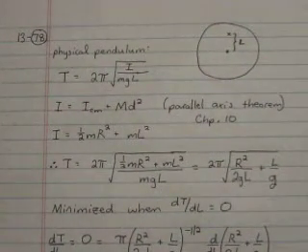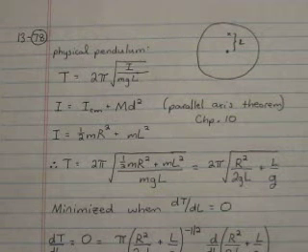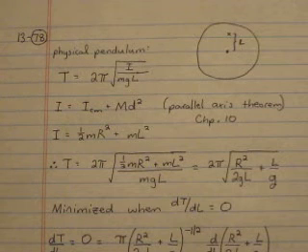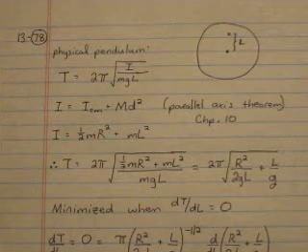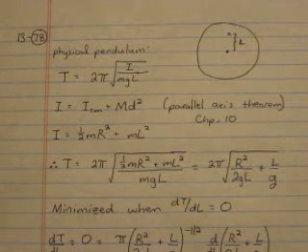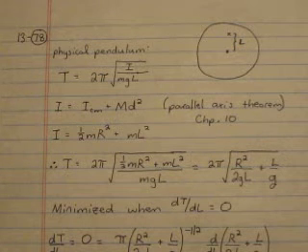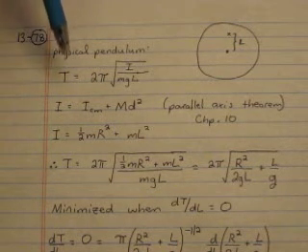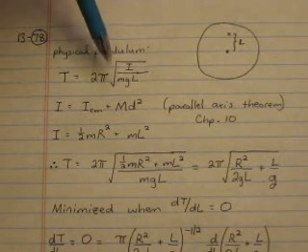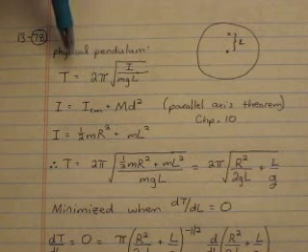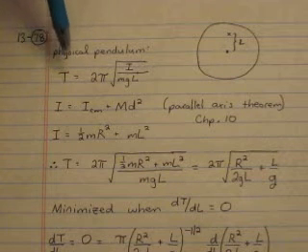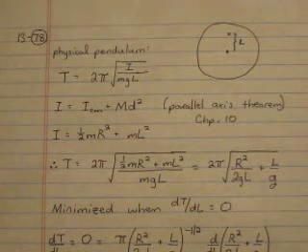Number 78, a physical pendulum. A disc of radius r is suspended from a pivot point. For what pivot point will the period of this physical pendulum be a minimum? So here is, for a physical pendulum, period equals 2 pi square root of I over mgl. And we're going to minimize it, meaning take its derivative with respect to L, set it equal to 0, and see where L is. Here's the diagram.